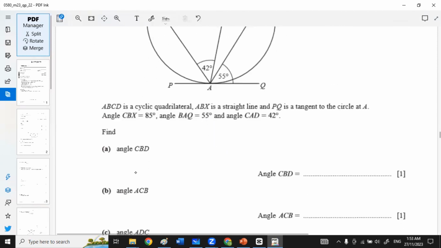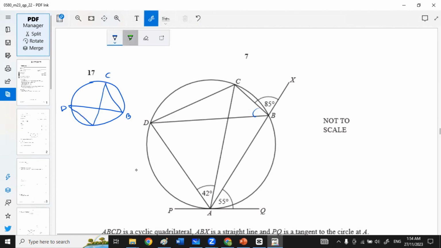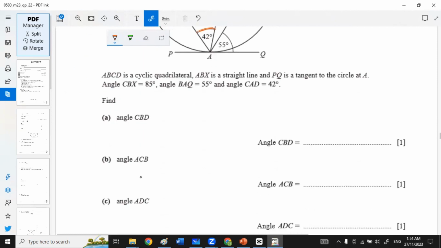First one, angle CBD. CBD is here. So if you have a circle, you want to find this angle. Just split. Here we have this one. So we have angles in the same segment. So this angle here should equal to this one here. Therefore, your answer will be 42.